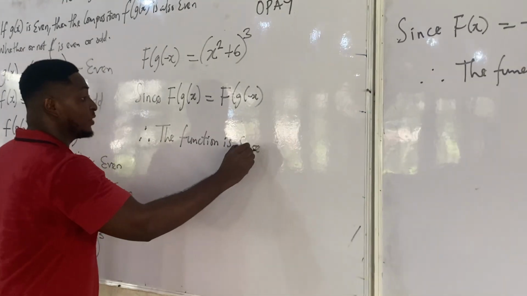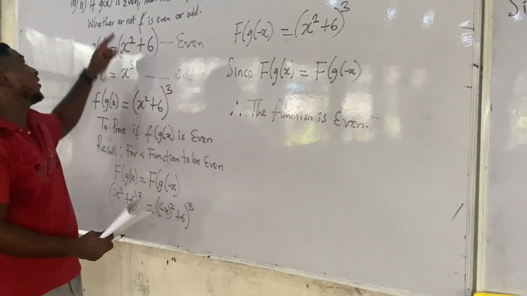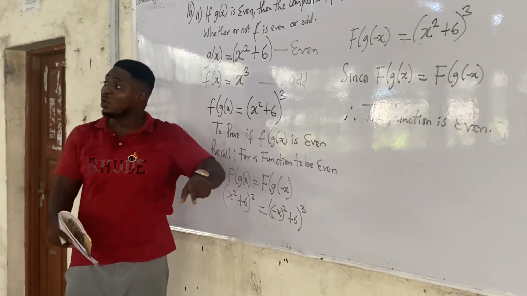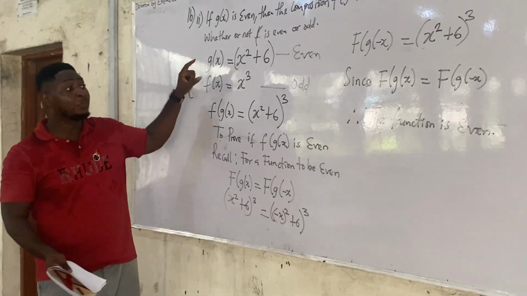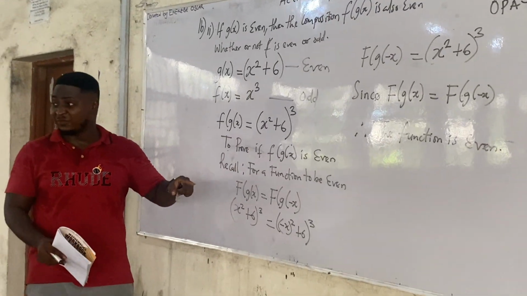And we have just proven that if one of the functions is even and the other is even or odd, by the time you find the composition of the two functions, it will give you what?